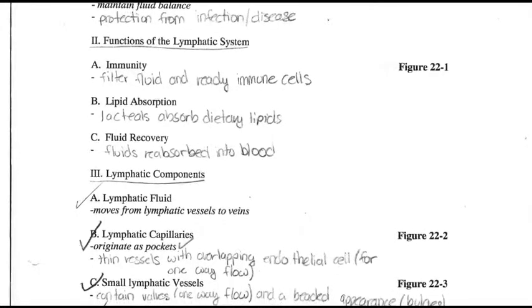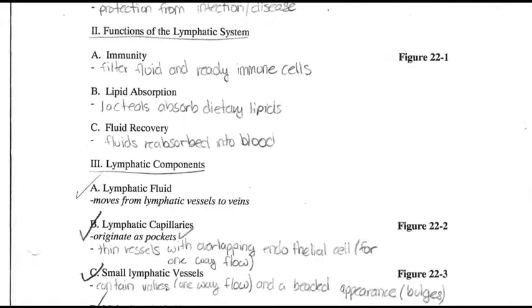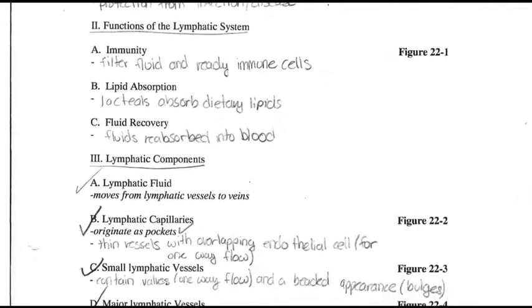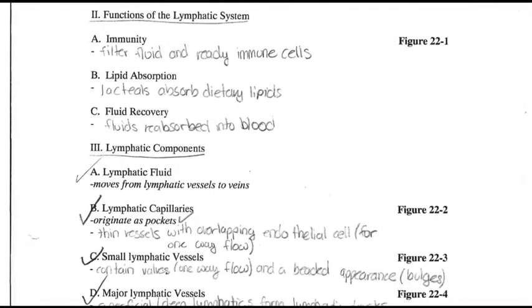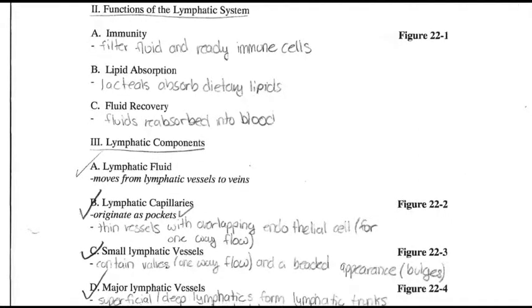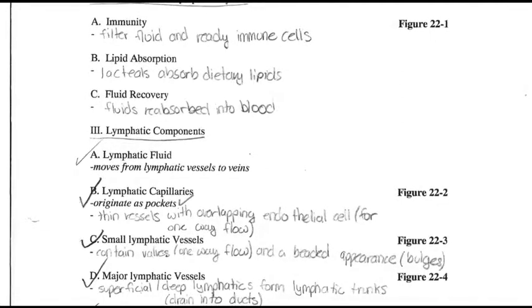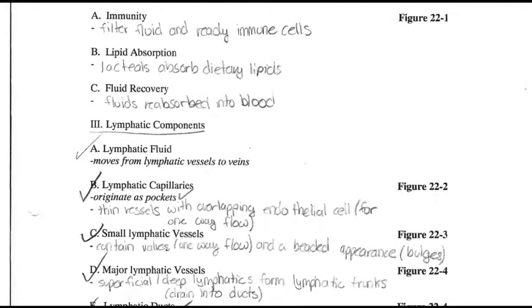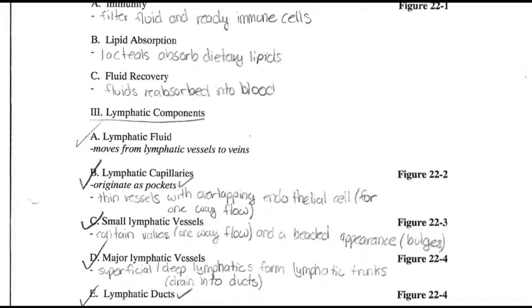Lymphatic components. A. Lymphatic fluid. This moves from lymphatic vessels to veins. B. Lymphatic capillaries. These originate as pockets. Lymphatic capillaries are thin vessels with overlapping endothelial cells for one-way flow.